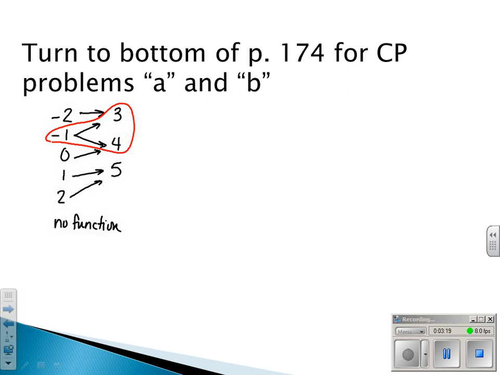Letter B gives us a table where inputs and outputs are listed. So take a look with all the different inputs there, not any of which go to two separate numbers in the output line. Letter B does result in a function. Okay, so hopefully you're following along in the book there so you know what I was just talking about. I just don't feel like drawing that up on the slide.